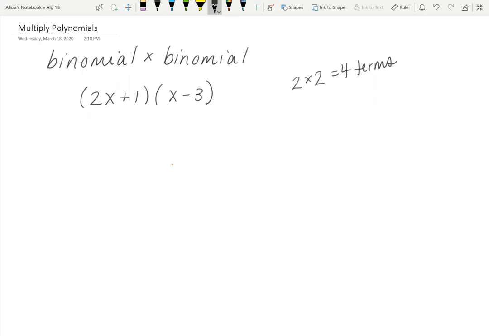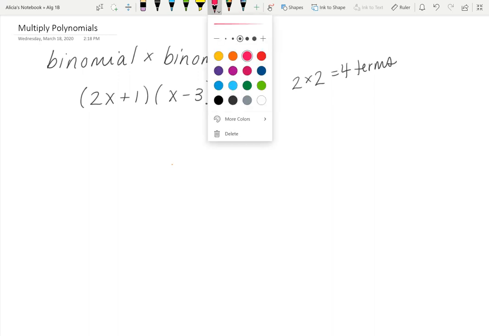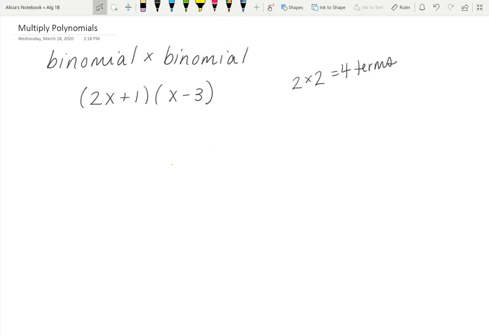So the method that we discussed in doing this was the multiple distribution method, which has a fun mnemonic device called FOIL, right? Remember FOIL, where F stands for first, O stands for outside, I stands for inside, and L stands for last. Now, you don't need to use that mnemonic device, but it is there to help you if you need it. The F in the problem stands for multiplying the first terms together in both of the binomials.